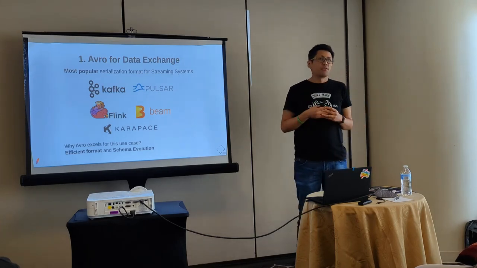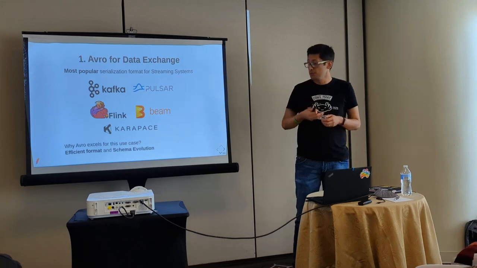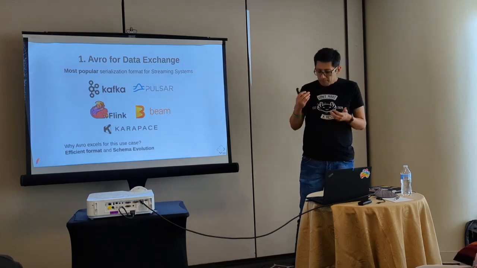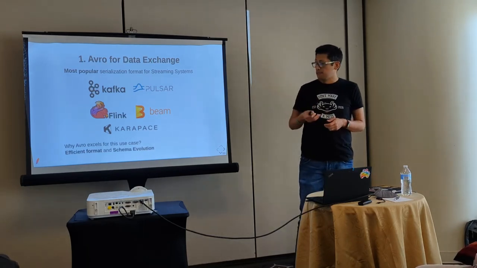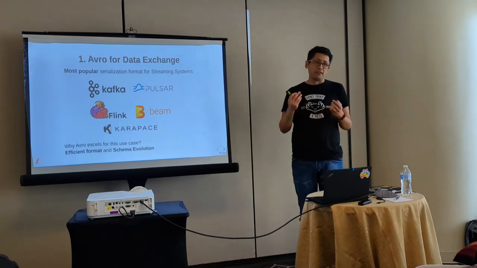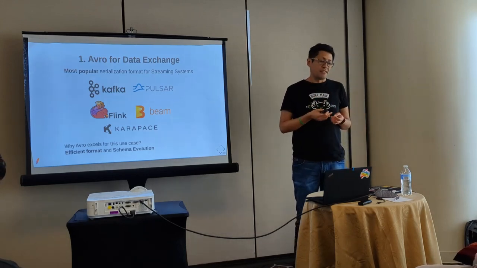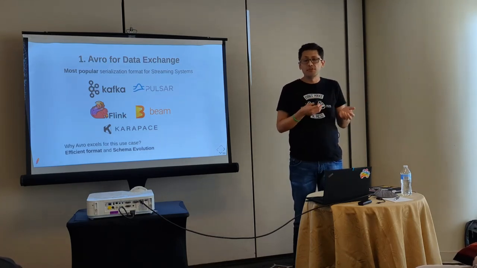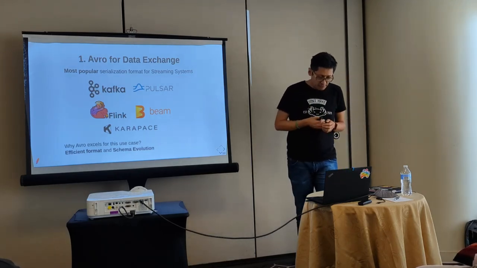Avro's use for data exchange, as I mentioned, is mostly because of streaming systems, and we have to give all the credit to Kafka, because Kafka made Avro as popular as it is. Obviously, other Kafka-compatible systems or improved versions like Pulsar support it, because it is what is in the ecosystem. Frameworks that process data in a streaming fashion, like Flink, obviously have support for Avro as a first-class citizen, because it's what everybody uses. Finally, there are many schema registries. Confluent is the default, but it does not have a really open license, so there are many projects like Karapace that try to cover that. So this is the ecosystem for the streaming case.